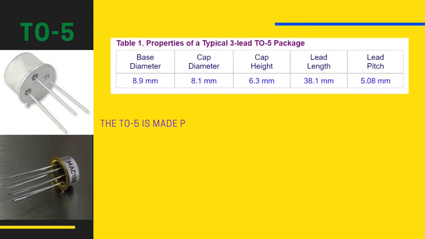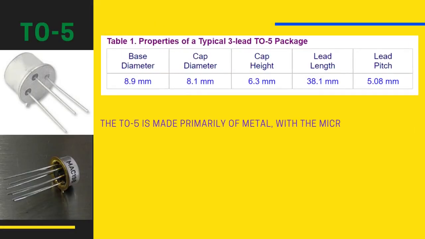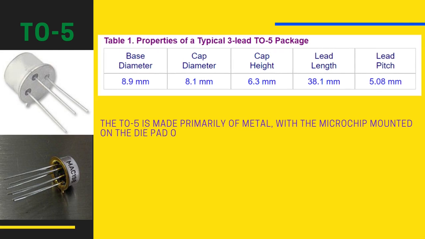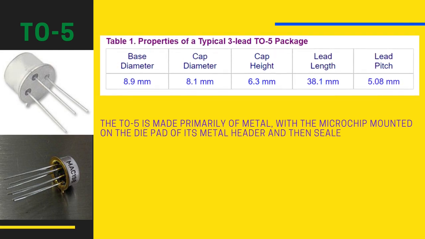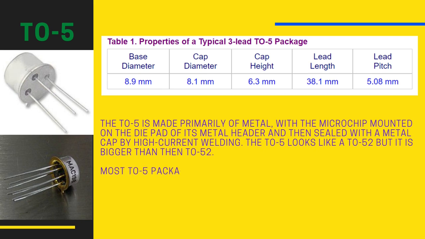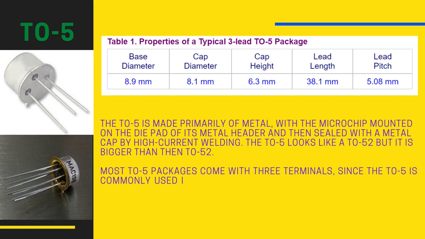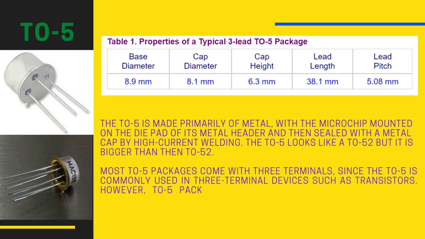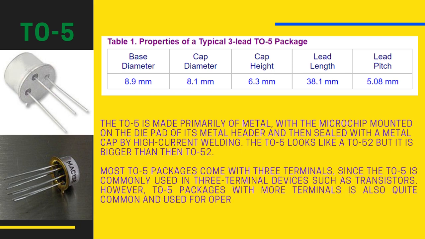The TO5 is made primarily of metal, with the microchip mounted on the die pad of its metal header, and then sealed with a metal cap by high current welding. The TO5 looks like a TO52 but it is bigger in size. Most TO5 packages come with 3 terminals, since the TO5 is commonly used in 3-terminal devices such as transistors. However, TO5 packages with more terminals are also quite common and used for operational amplifiers.